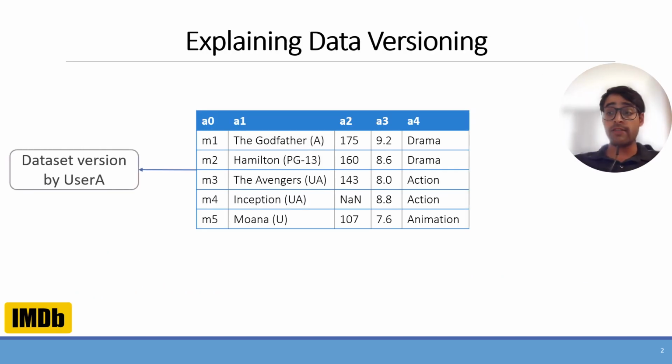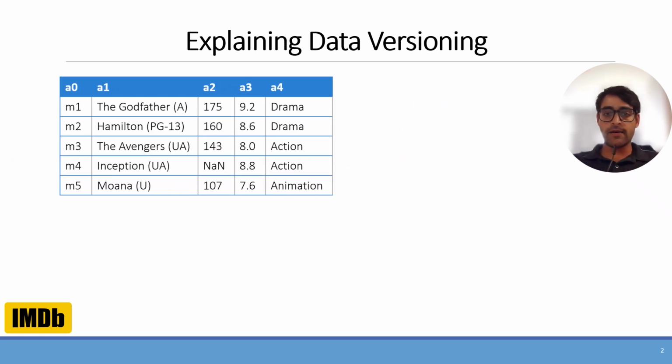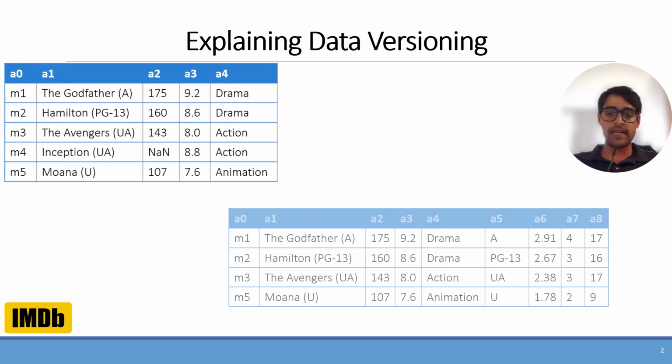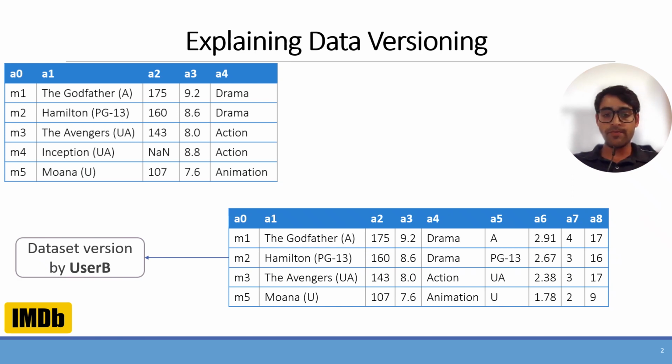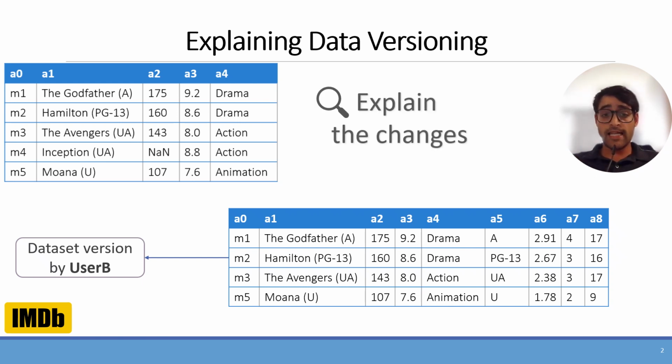So let's assume that we have a dataset version here that talks about movies that was created by user A. This version has a lot of other versions out there in the world. Here, for example, is another version of this dataset that was created by user B. Here, specifically, we assume that user B used the version that was used by user A to derive this version. And specifically, our goal in this work is to explain the changes that were done by user B.